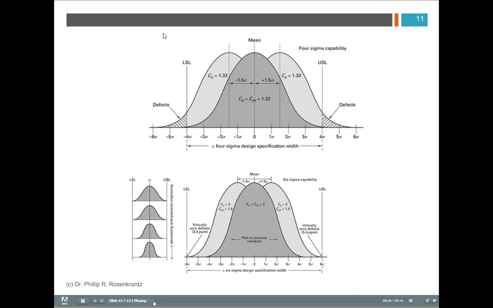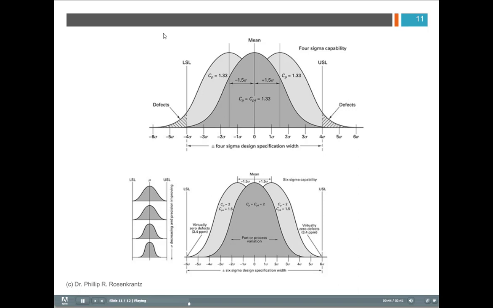If this process were to shift due to some assignable cause, plus or minus 1 standard deviation to the right or the left, then you would be producing defects on either side. It could be scrap or reworks, but these would be defective units.